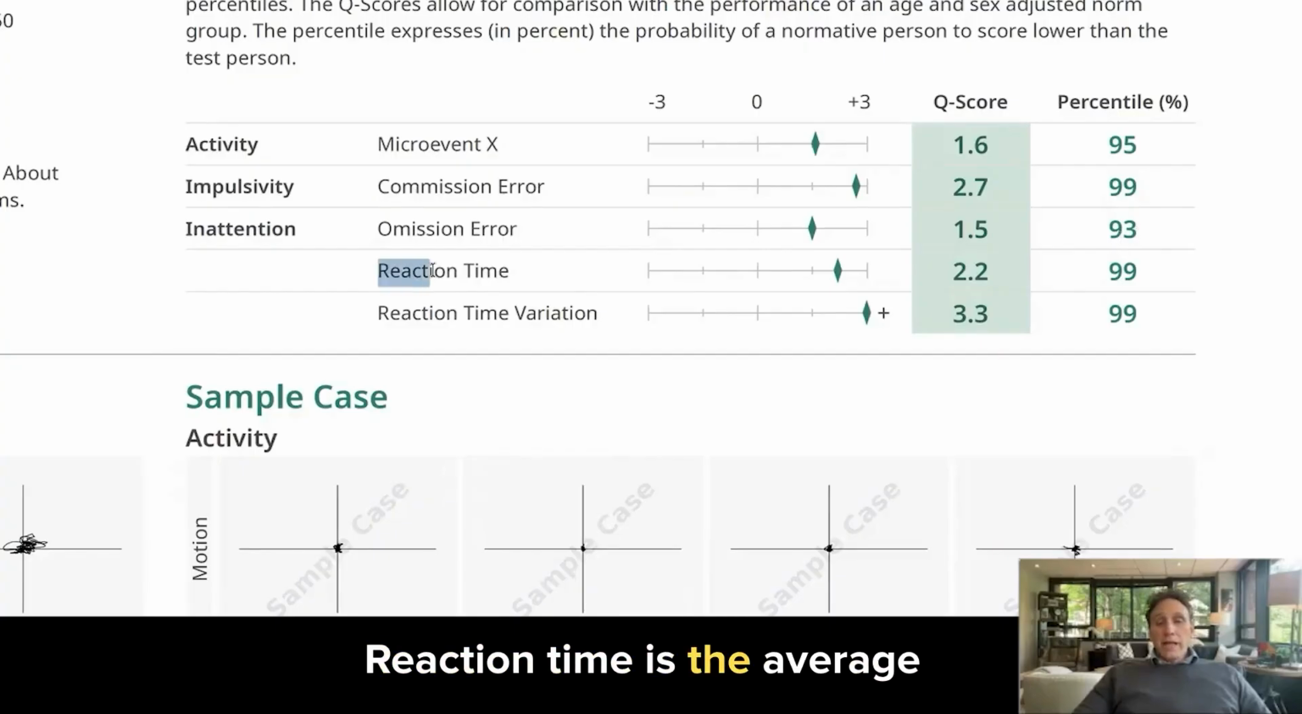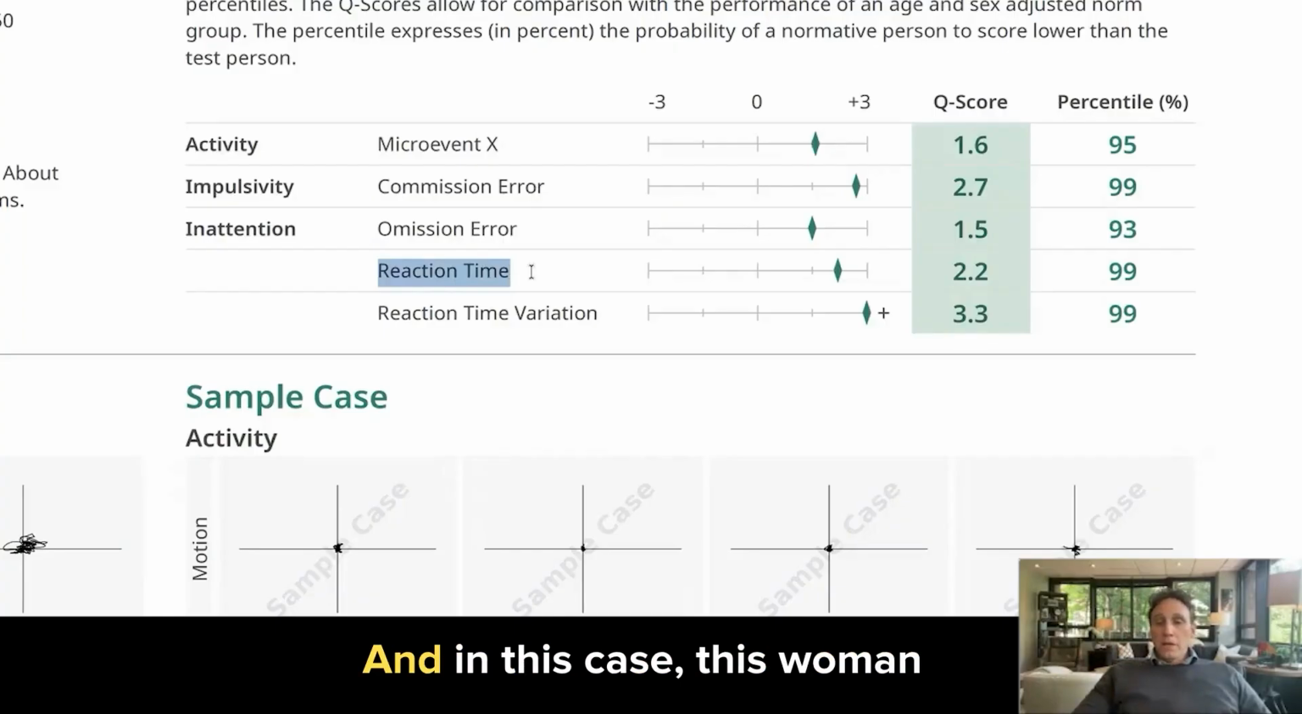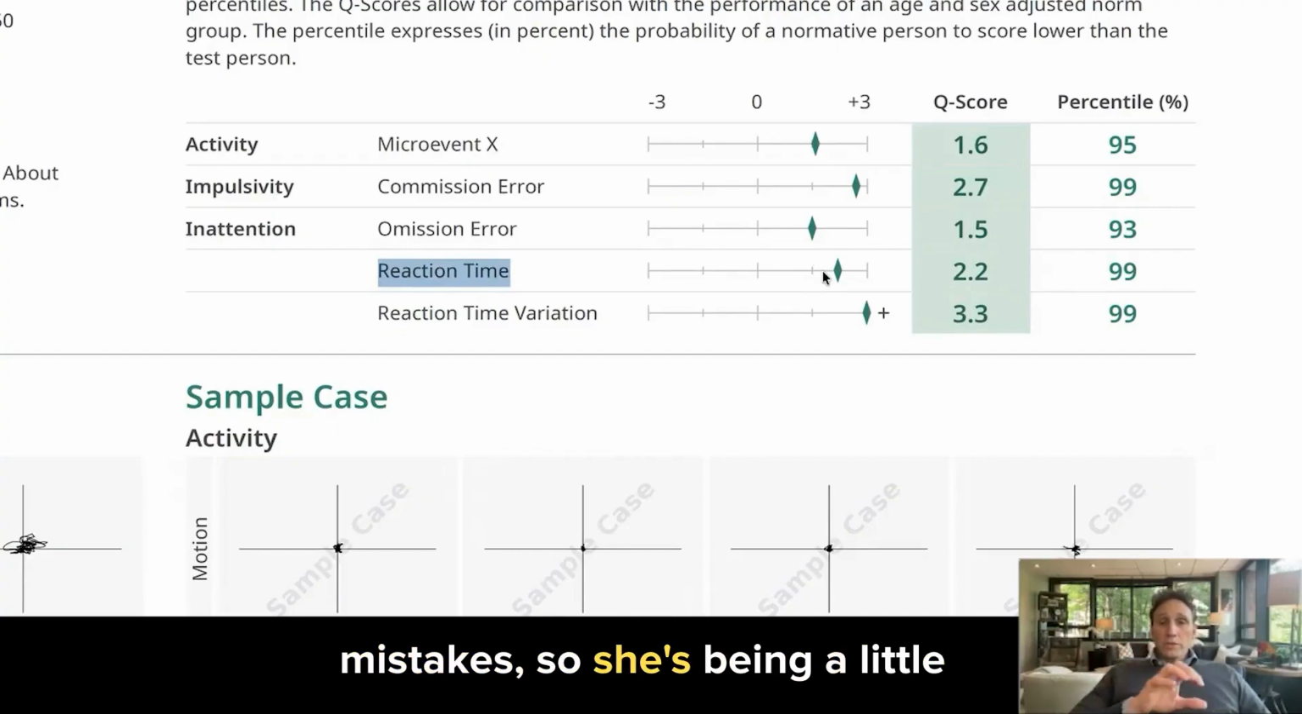Reaction time is the average response time. So how quickly on average did the person respond to the stimuli on the screen? And in this case, this woman was significantly slower than her peers. In fact, slower than 99% of her peers. So 2.2 standard deviations. So what that's telling us is perhaps she's being ultra careful, trying not to make mistakes. So she's being a little more slow in the process.